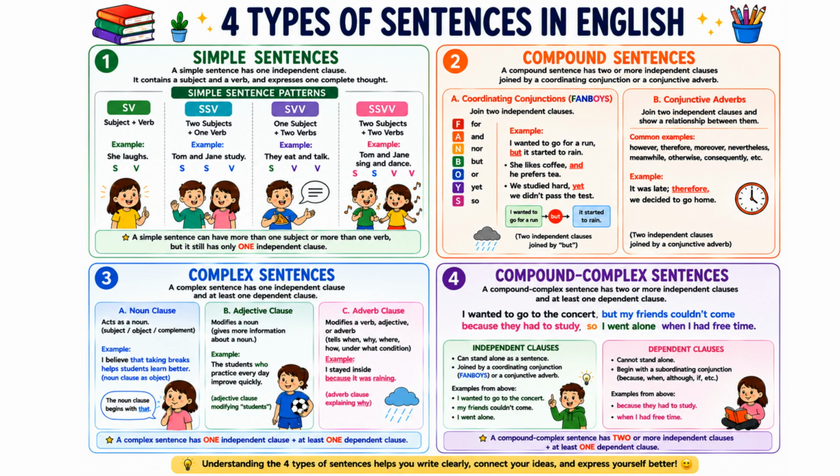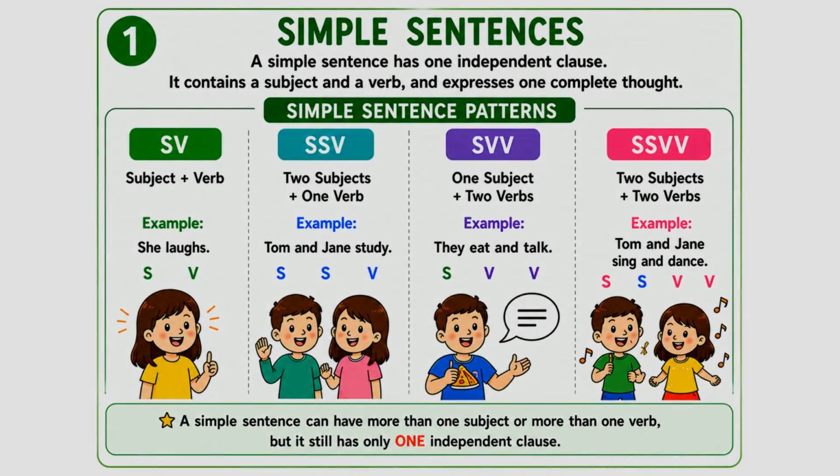Let's talk about 4 types of sentences in English. Don't worry, I'll explain them in a simple, friendly way, so they're easy to understand and remember. Let's start with simple sentences.